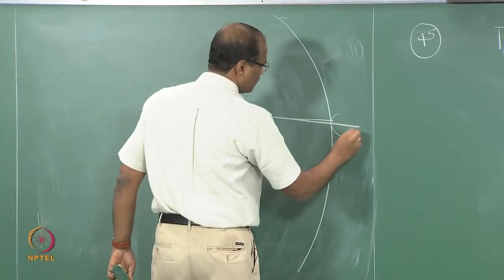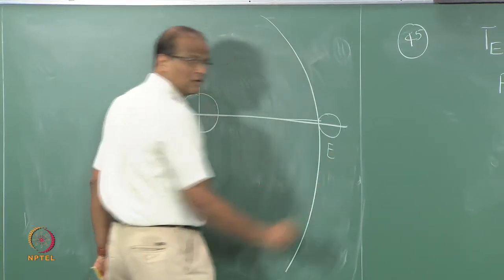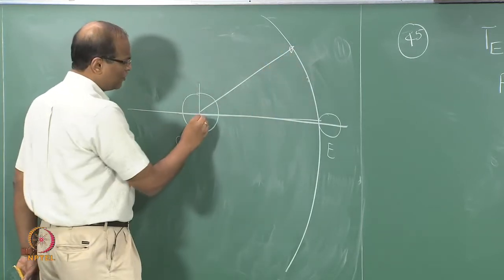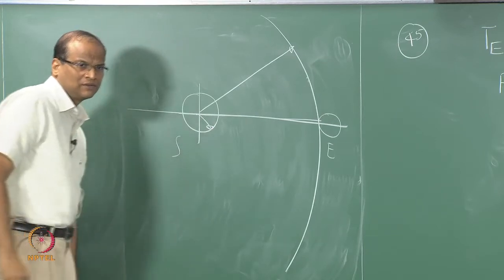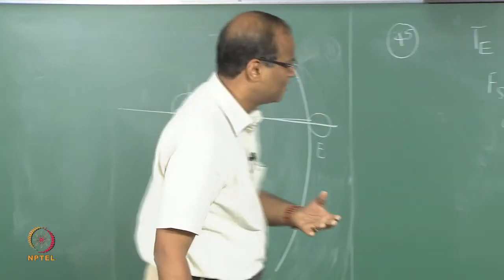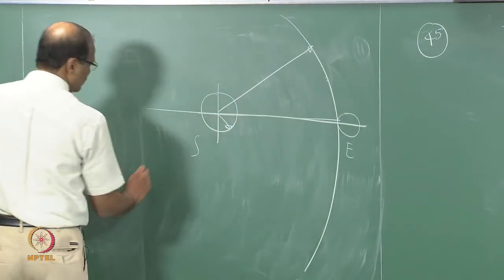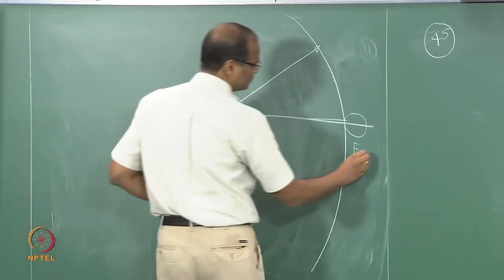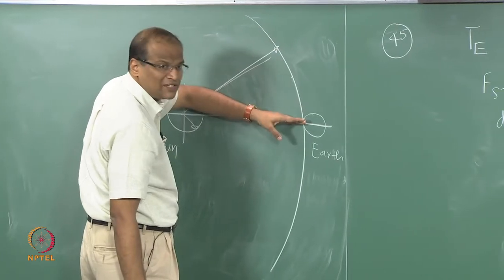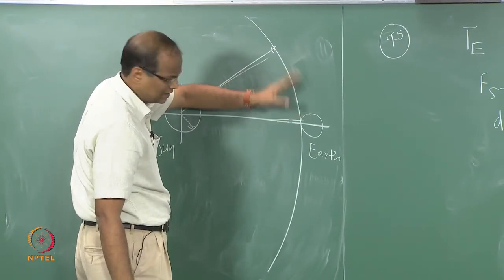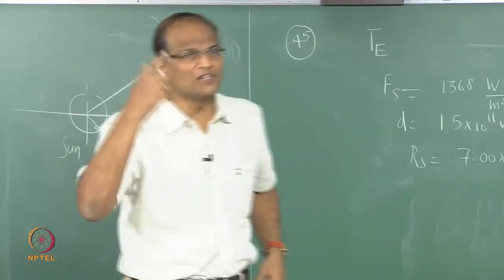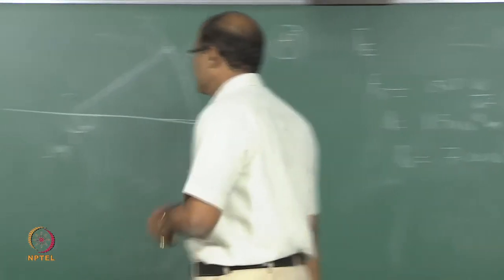So E is like this. Now we know the flux density here. We want to find out the flux density here. That's it. Sneha, is it okay? So now tell me, what is the F photosphere? See, at this radius it is having 1368, at this radius it will be much more. It is equal to sigma T to the power of 4, that is it. So what is this?